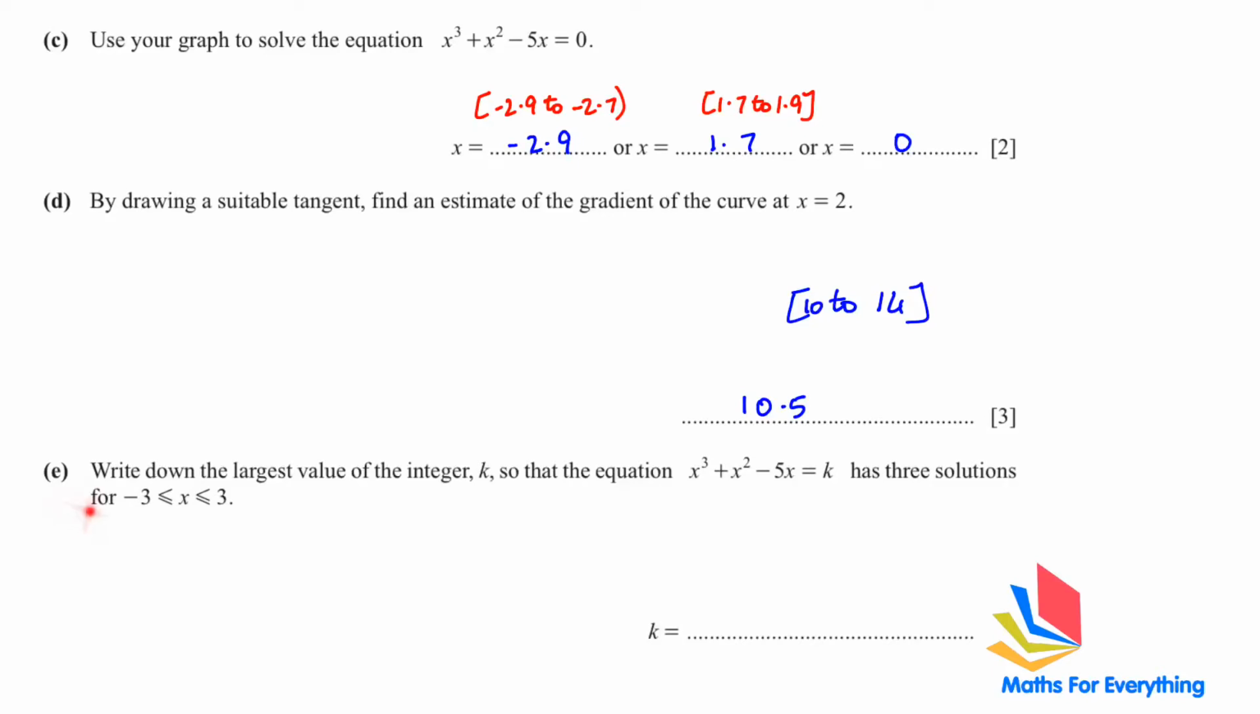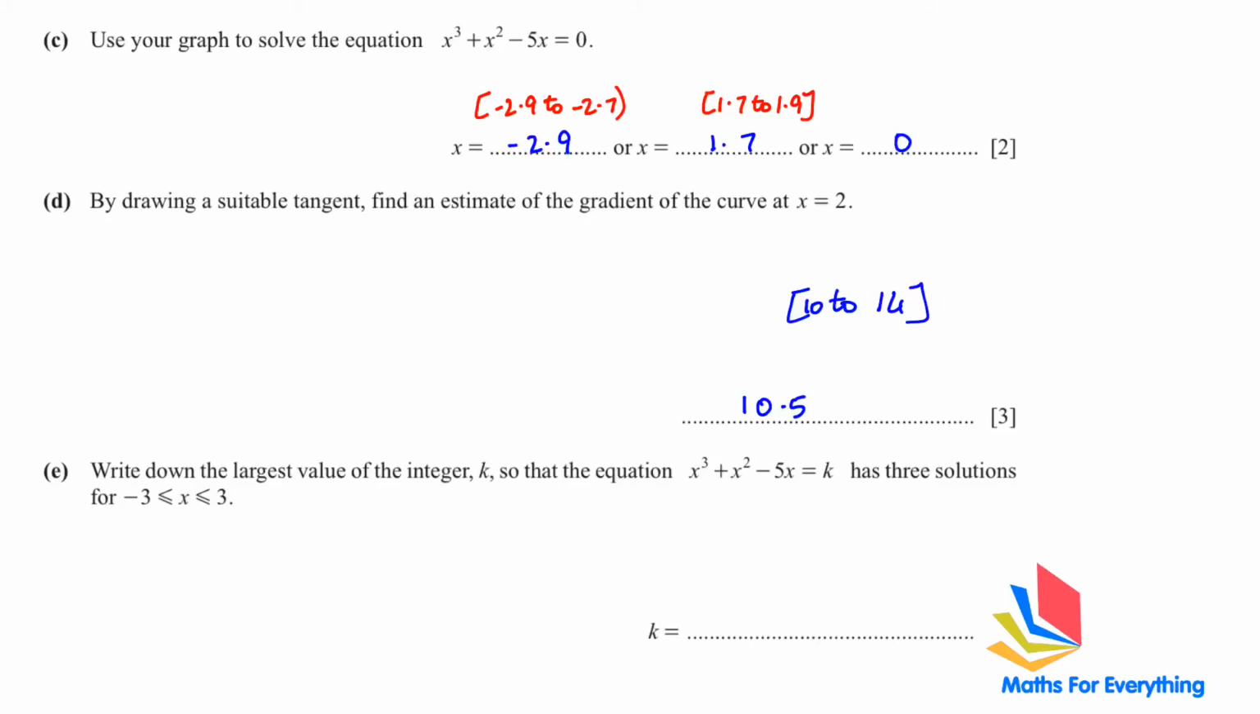Part A. Write down the largest value of the integer k so that the equation x cubed plus x squared minus 5x is equal to k has 3 solutions for -3 to 3. Like I said before, k is your y value. An integer means a whole number. 3 solutions means it has 3 answers of x.